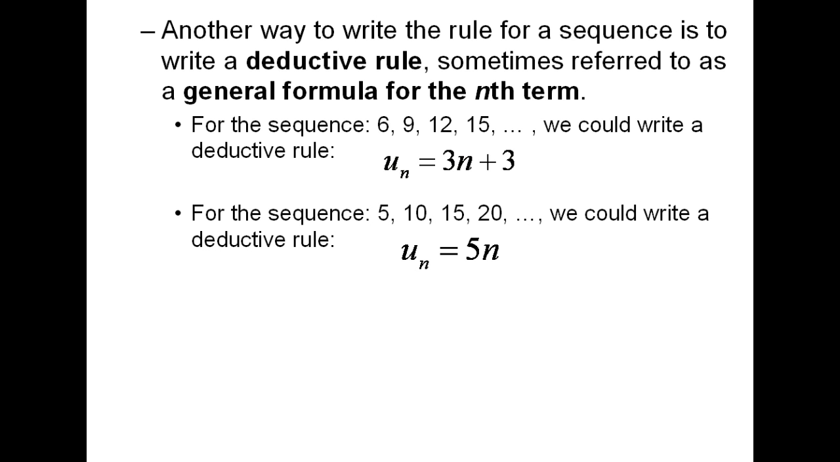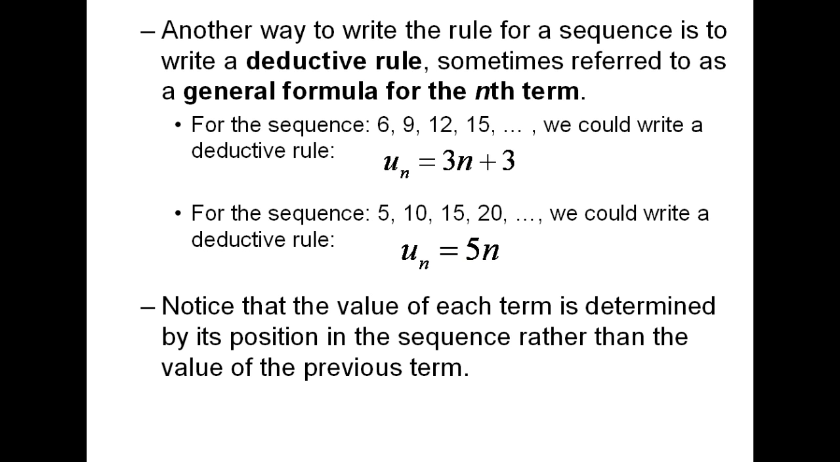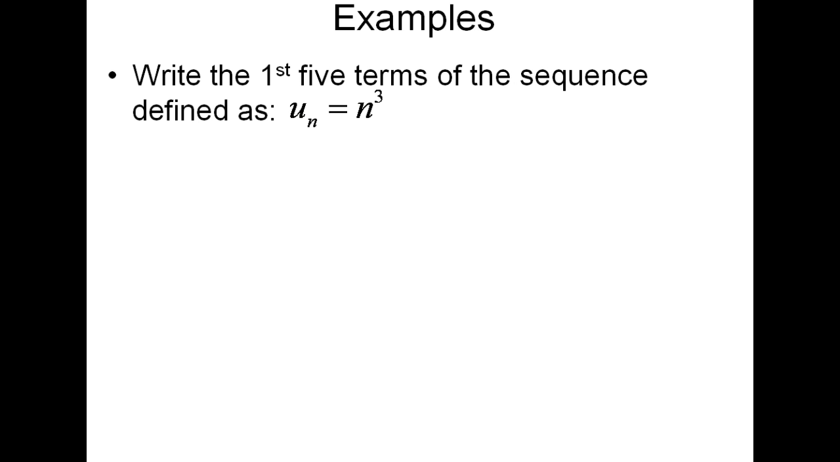So for this sequence, we could write the deductive formula u sub n is equal to 5 times n, because 5 times 4 is 20, and 20 is the fourth term. So notice that the value is determined by its position rather than the value of the previous term.